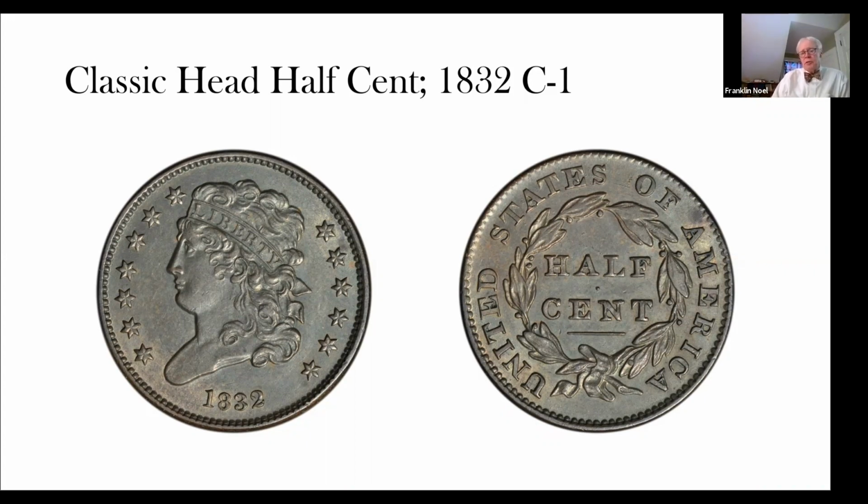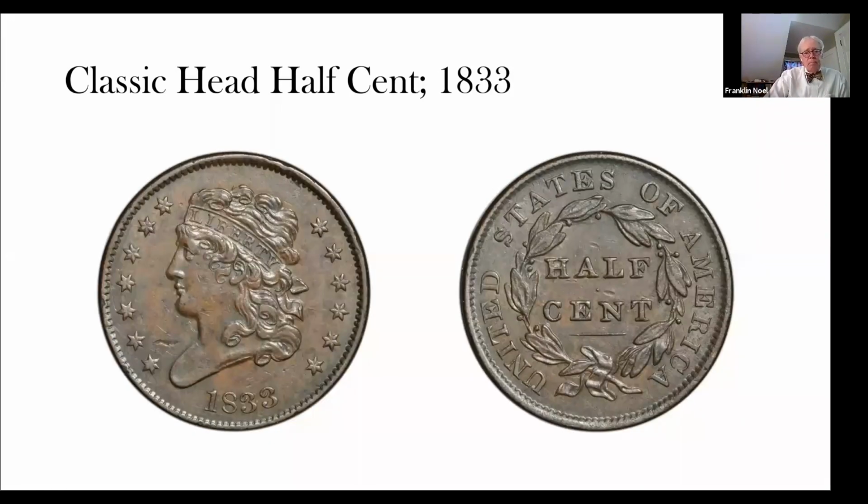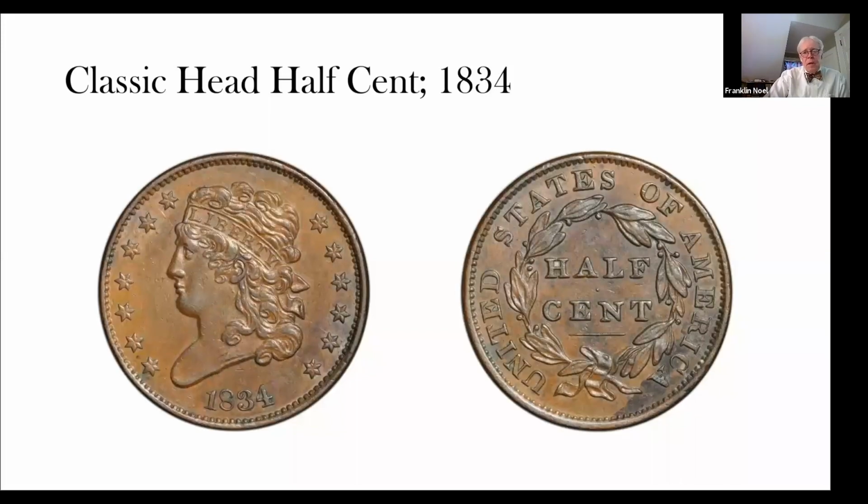1832 gave us three varieties. All three share a single obverse, and the varieties are defined by subtle differences in the three reverses. All three are plentiful in most grades. 1833 is another single variety year and is plentiful and affordable. So too is 1834.